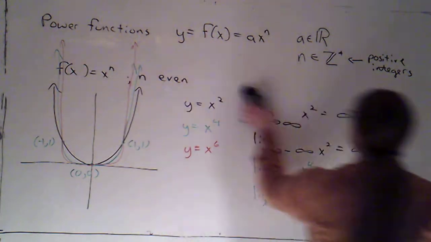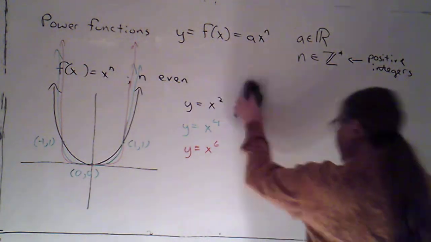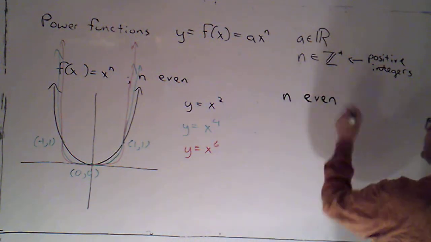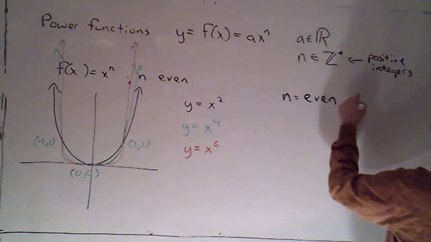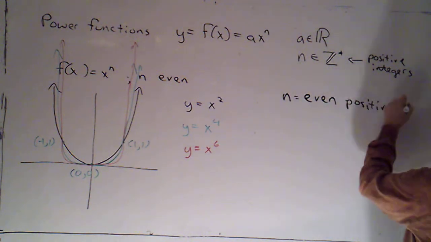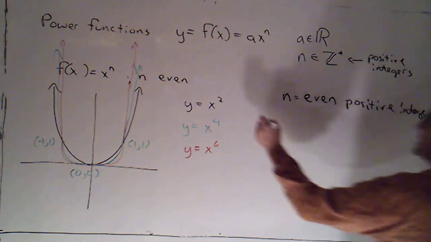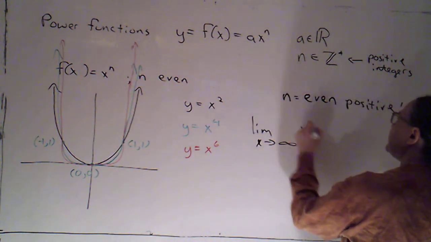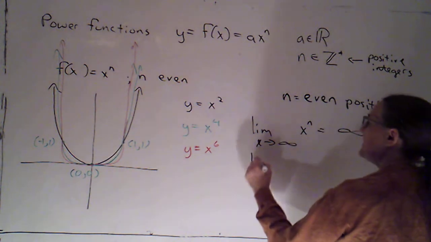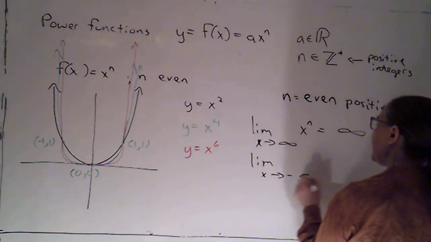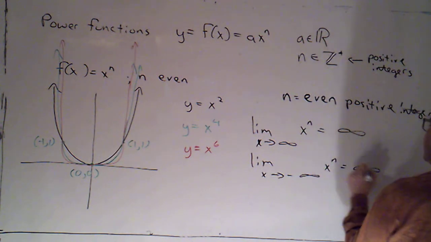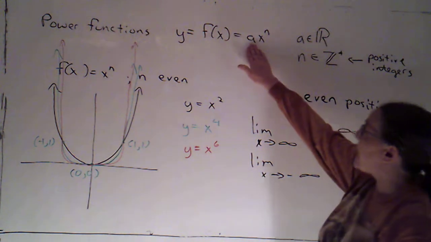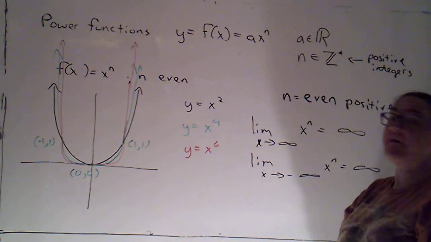Okay. So I can actually say if n is even, a positive integer, then the limit as x goes to infinity of x to the n is infinity, and the limit as x goes to negative infinity of x to the n is also infinity. Okay. Now, how does the coefficient a affect that?